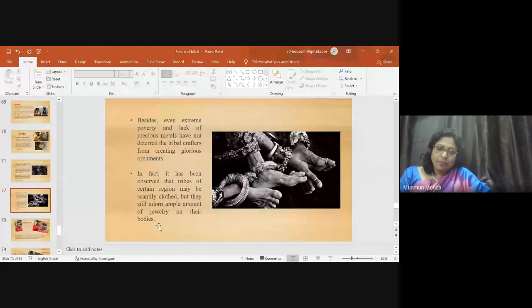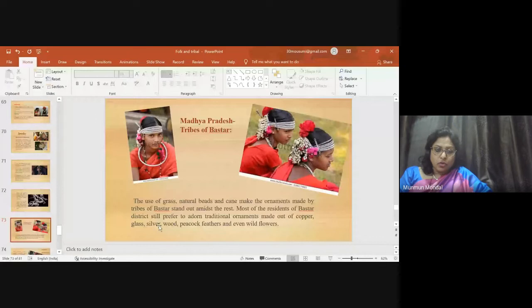Like in Madhya Pradesh, we can see the tribes of Bastar, the use of grass, natural beads, and cane that makes their jewelry. So see, they are collecting natural resources from in and around the environment. Because the common people, the tribes, don't have so much money to invest in jewelry, they are collecting from natural resources. And most of the residents of the Bastar district still prefer traditional ornaments made of peacock feathers, wildflowers, wood, and some glass, silver, copper.